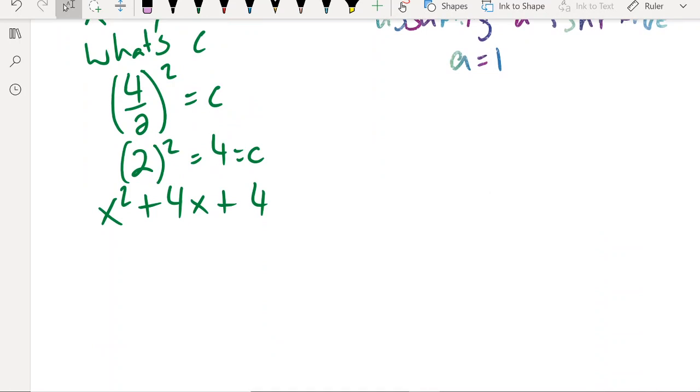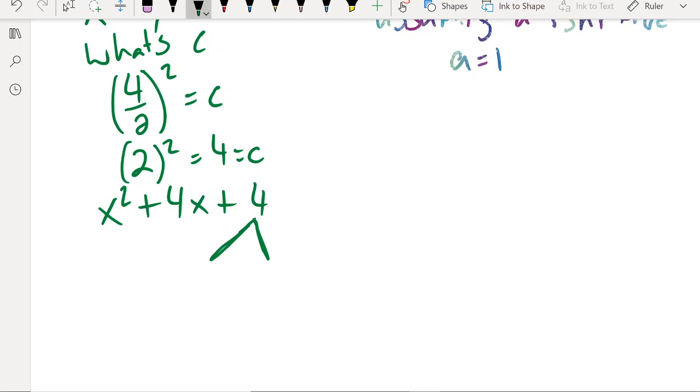Sometimes teachers will have you do x plus b over 2 quantity squared as another little formula to remember. But I'm not a huge fan of formulas, so I'd rather just do what I know how to do. And if it takes pretty much the same time as using a formula, then why not? It's one less thing you have to memorize, right? So all you need to do now is just factor it.